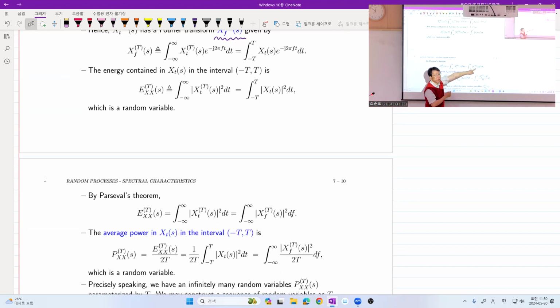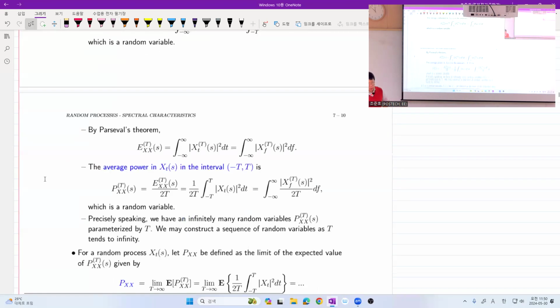What is it? It's a function of s. That means this is a random variable. So given a sample path, right? So given a random process, if we truncate and compute the energy, it's a random variable still, right?